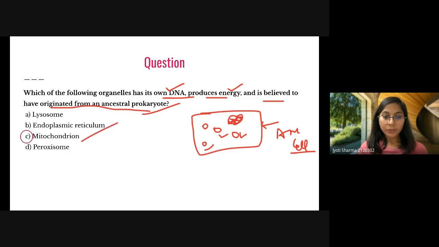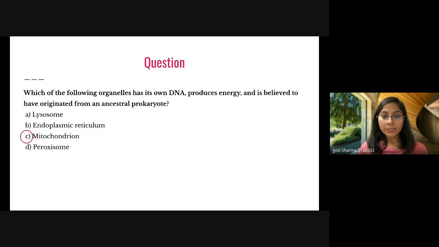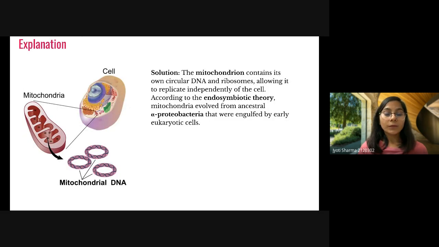And let me explain. See the last line: it is believed to have originated from ancestral prokaryotes. So let me show you how. So we have the cell. This cell can be an animal cell or plant cell, and this is the nucleus. In that nucleus we have the genetic material. We have other organelles, so we have cytoplasm, mitochondria, and Golgi apparatus. We have a lot of organelles in that cell. But if we are talking about this mitochondria, this mitochondria has its own DNA.